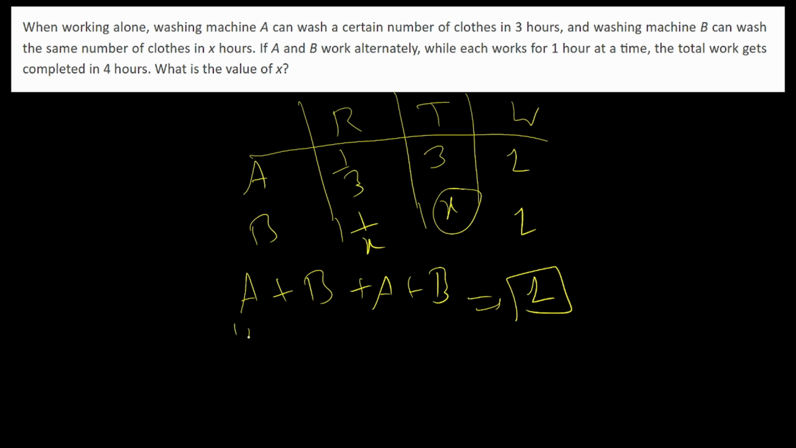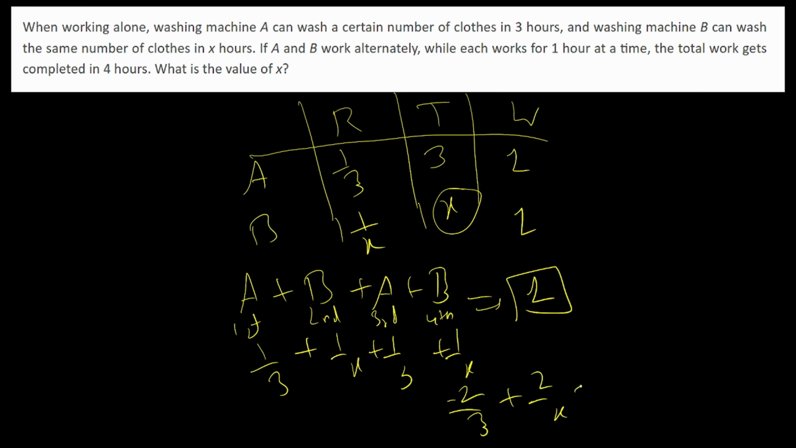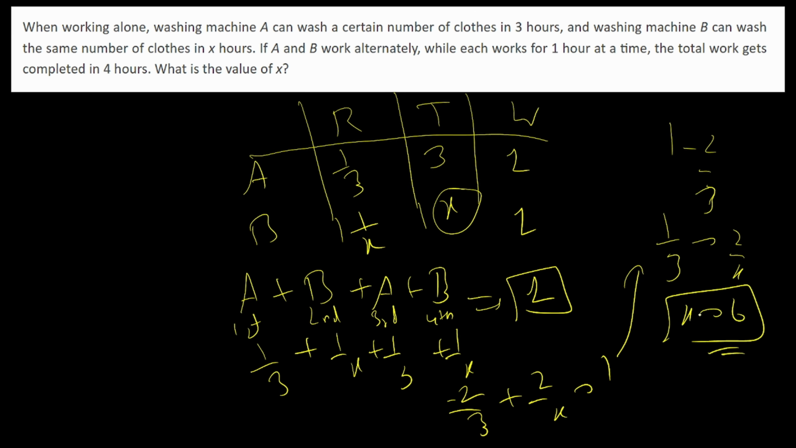So this is your first hour, second hour, third hour, fourth hour. Now A is 1 by 3 per hour, B is 1 by x per hour, A is 1 by 3 per hour, B is 1 by x per hour. So it is 2 by 3 plus 2 by x is equal to 1. So 1 minus 2 by 3 is 3 minus 2, which is 1 by 3. 1 by 3 is equal to 2 upon x. So x is equal to 6, which is the time of B that you wanted.